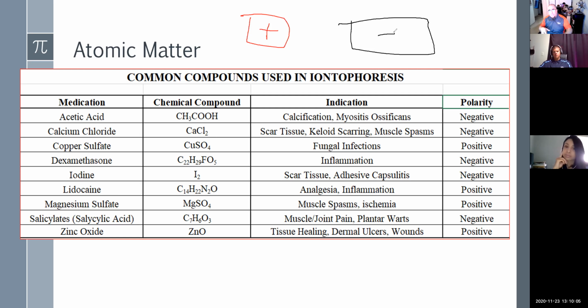So we have some common medications here. Usually we're talking about acids and bases, which is the easiest way to look at it. Acetic acid, I've talked briefly about. We usually use it for calcifications and myositis ossificans, which is calcification of a muscle.